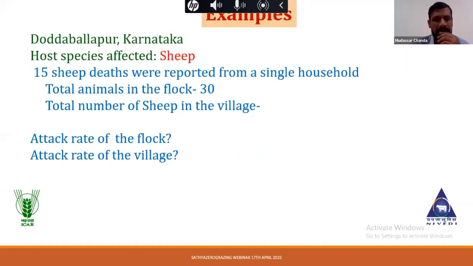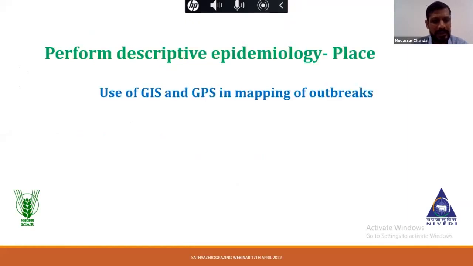I'll take a few examples of what we did. For example, there were 15 deaths, and the total animals in that flock were 30. Then we can calculate the attack rate of the village and the flock. Moving on, when you're collecting the information, place plays an important role.